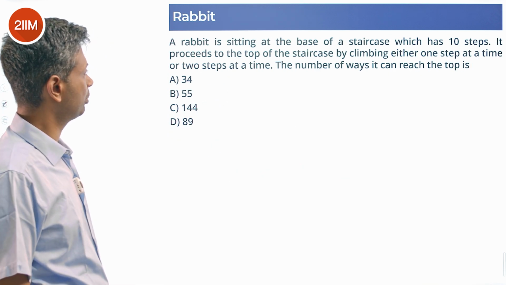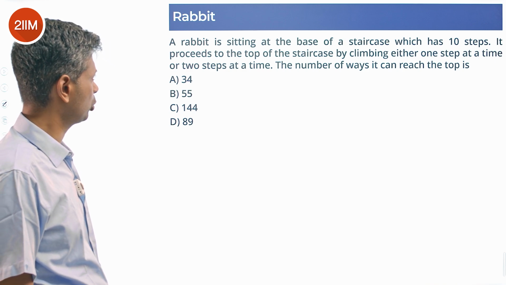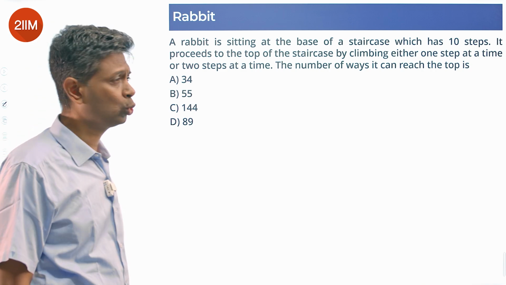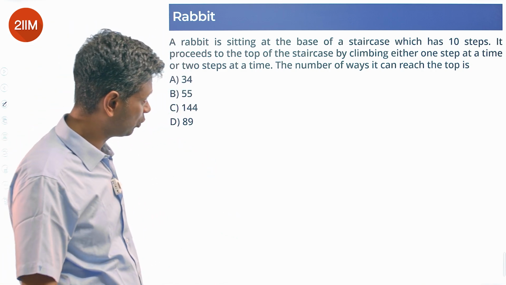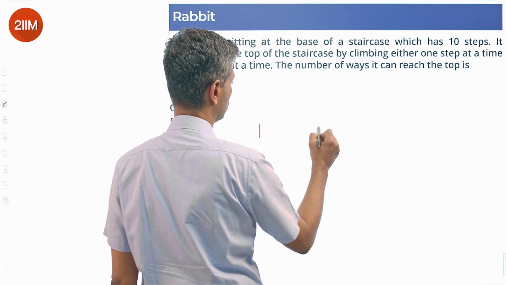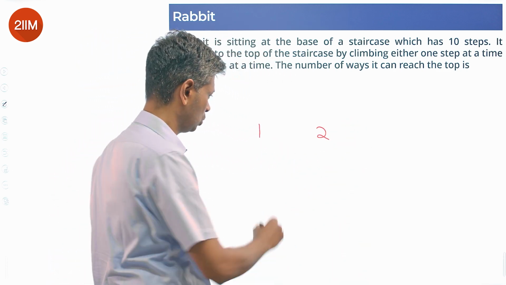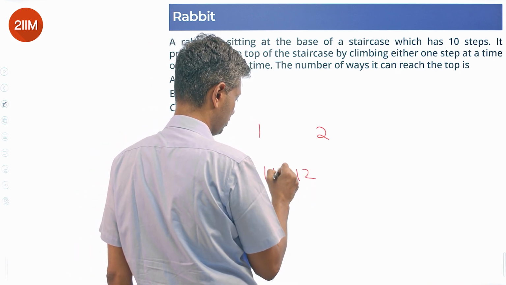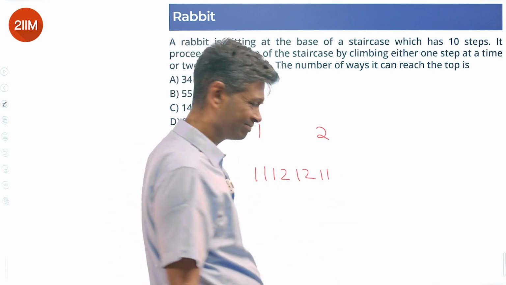A rabbit is sitting at the base of a staircase which has 10 steps. It proceeds to the top of the staircase by either climbing 1 step at a time or 2 steps at a time. What is the number of ways it can reach the top? So it goes either 1 at a time or 2 at a time. It could do 1, 1, 1, 2, 1, 2, adding up to 3, 5, 6, 8, 10.